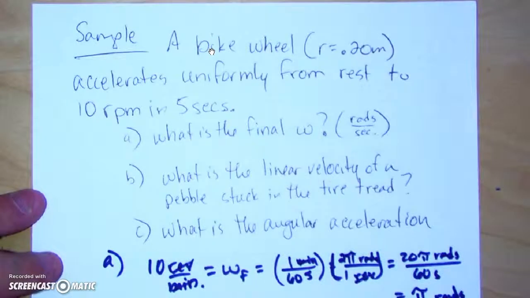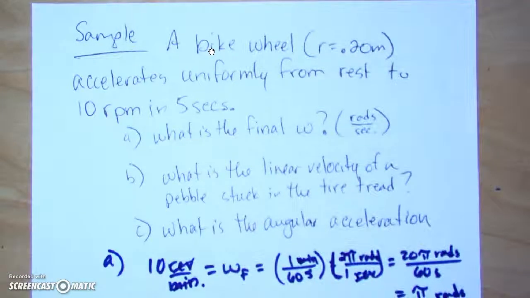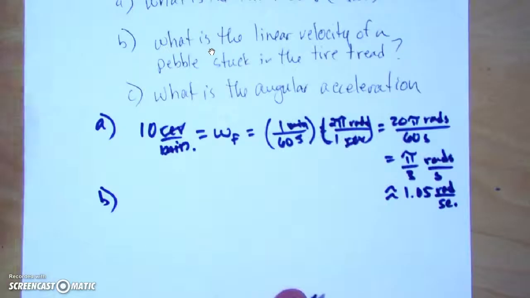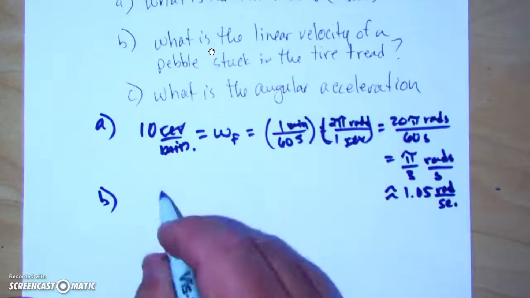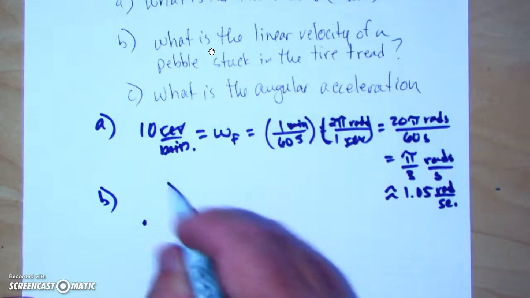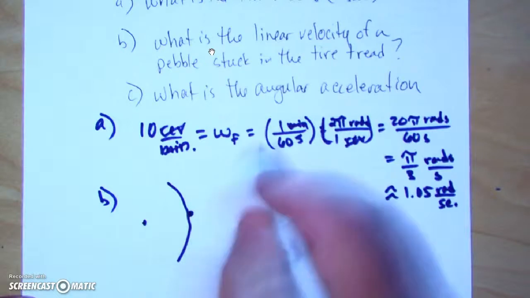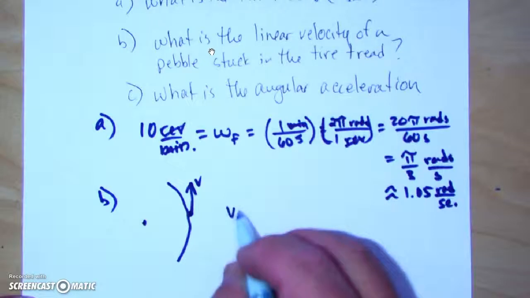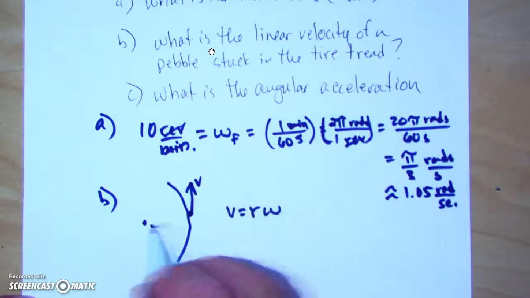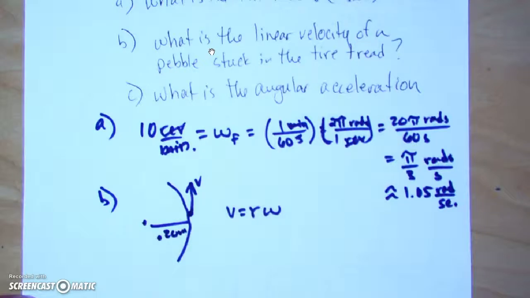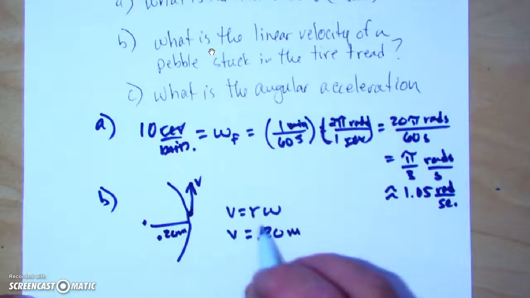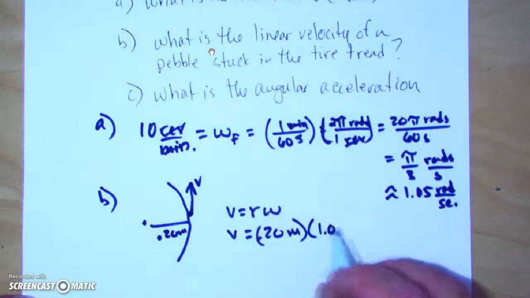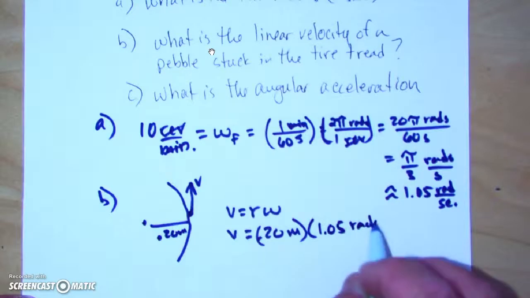For part B, what is the linear velocity of a pebble stuck in the tread of the tire? So in other words, oh, sorry, that may have been out of the screen. I'll pull it up there so you can catch up with it. Apologize for that. If I have this as the center of my wheel and the wheel's rotating, I want to know the linear speed of this pebble. Of course, we know that's going to be tangent to it. V is equal to R times omega. I know that this is 0.20 meters. That's my R. So V is equal to 0.20 meters times 1.05 rads per second.